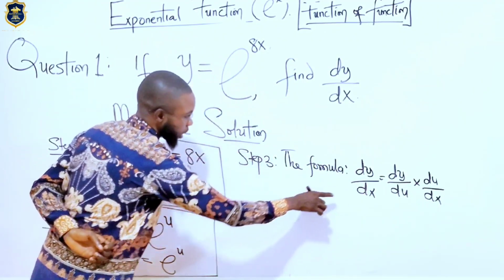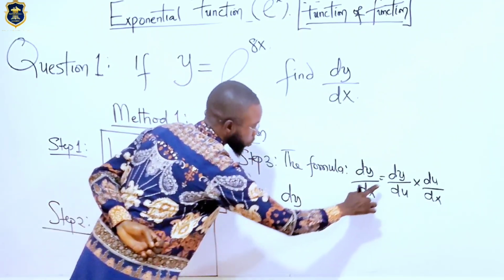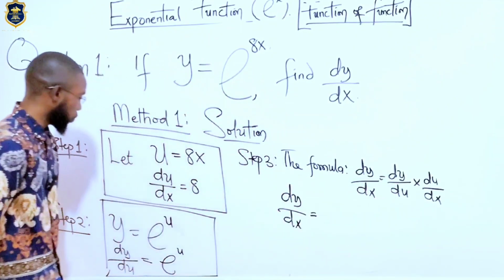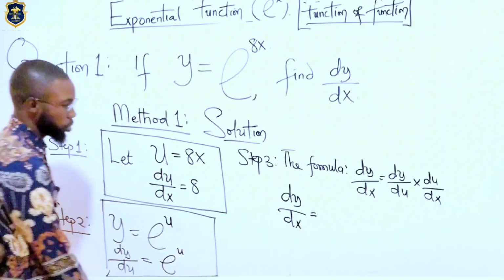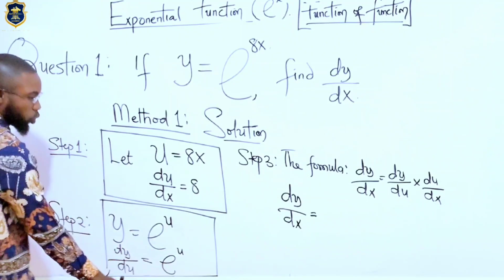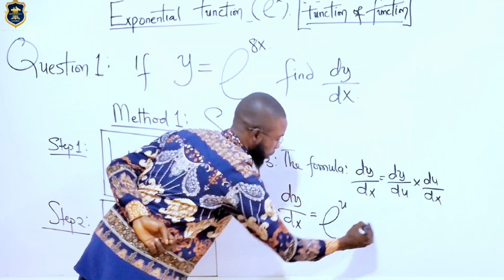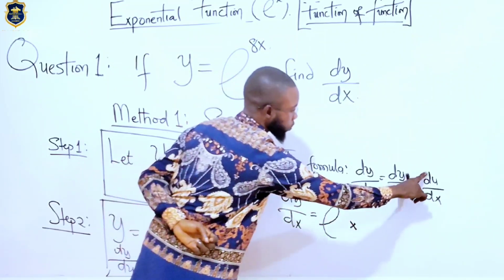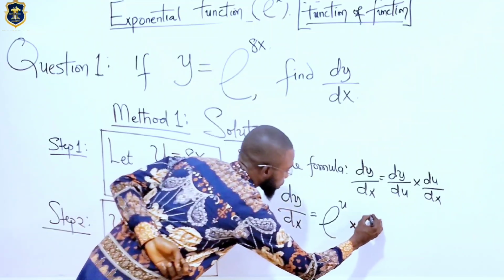So what's the formula now? We're looking for dy over dx. Dy over dx becomes what? What's our dy over du? Come and look for it here. Dy over du is e raised to power u. So we'll come here and say e raised to power u times, there's a times here, times what value for du over dx? Du over dx is 8.